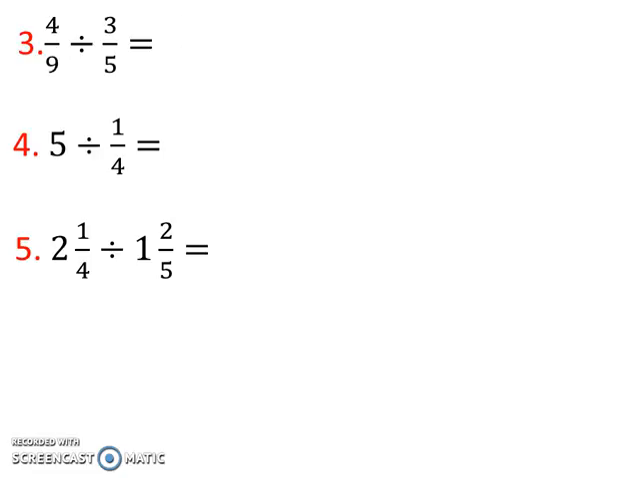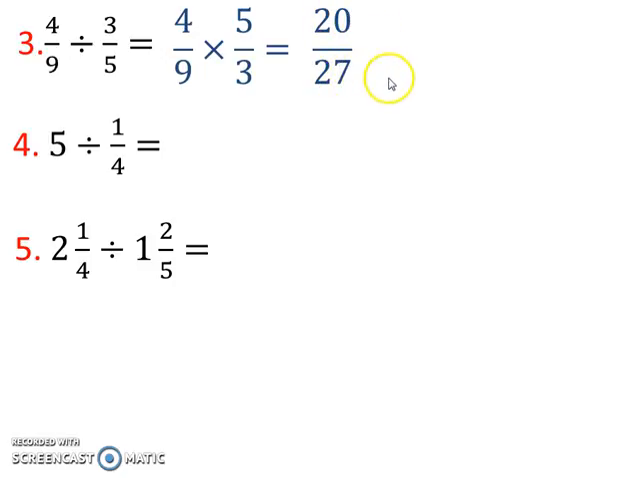Question number 3. Again, we do the reciprocal of the second fraction and multiply across. 4 5s are 20, 9 3s are 27. There's no common factor that goes into 20 and 27, so that's as simple as it goes.